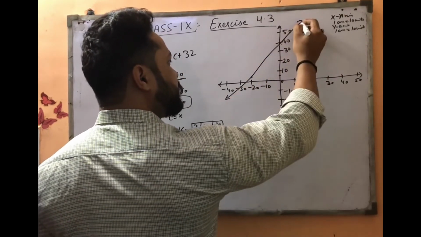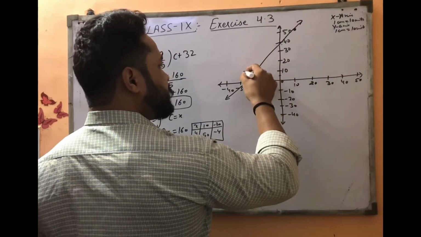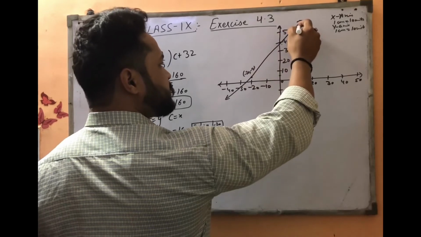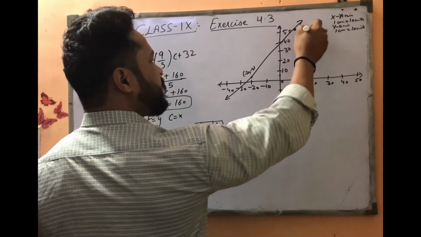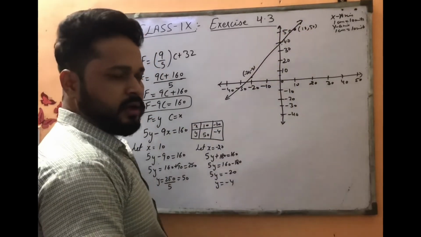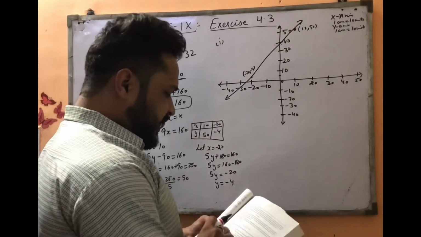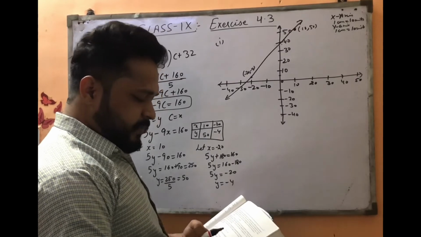This is the straight line, this is minus 20 comma minus 4 and this is 10 comma 50. Okay, so this is the graph of the linear equation. This is the first solution. And come to the second one. If the temperature is 30 degree, what is the temperature in Fahrenheit?